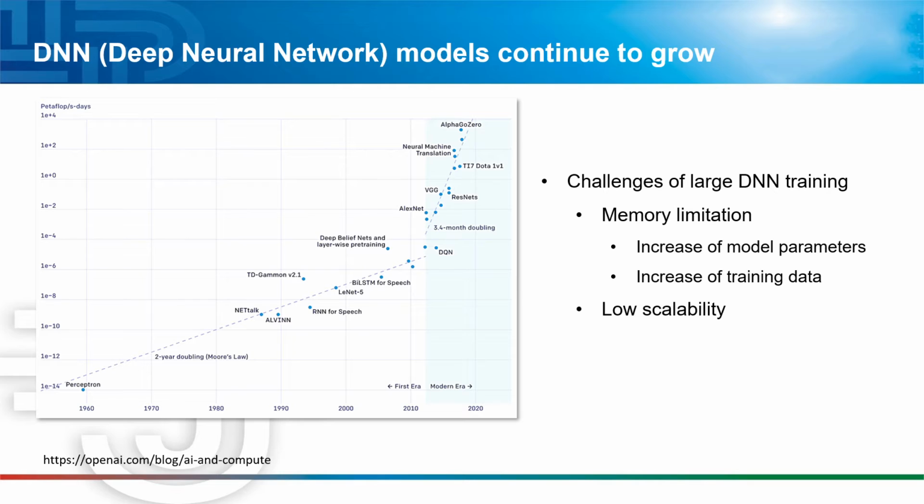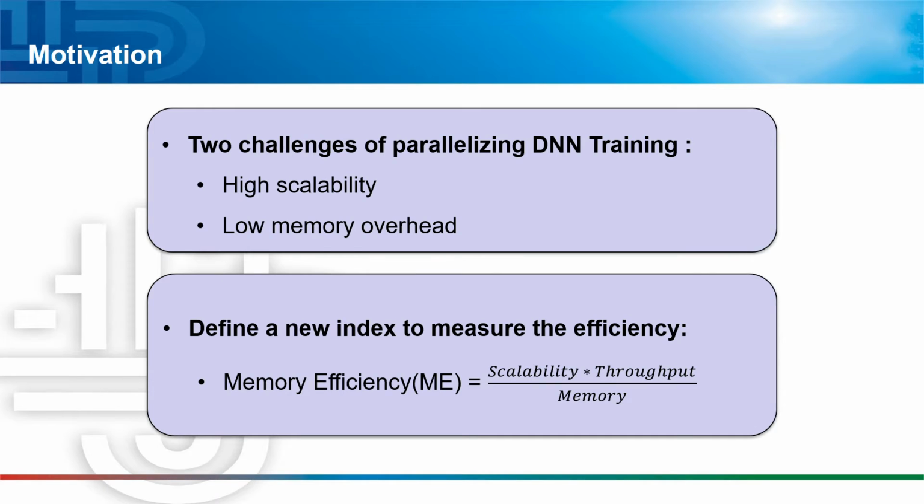In recent years, the scale of deep neural network models has grown rapidly, and there are more and more super large models. Therefore, two main challenges come to large data training: memory limitation and low scalability. Most of the existing parallel approaches focus only on improving throughput, but we hope to get higher scalability and lower memory usage, which makes more sense for large-scale data training.